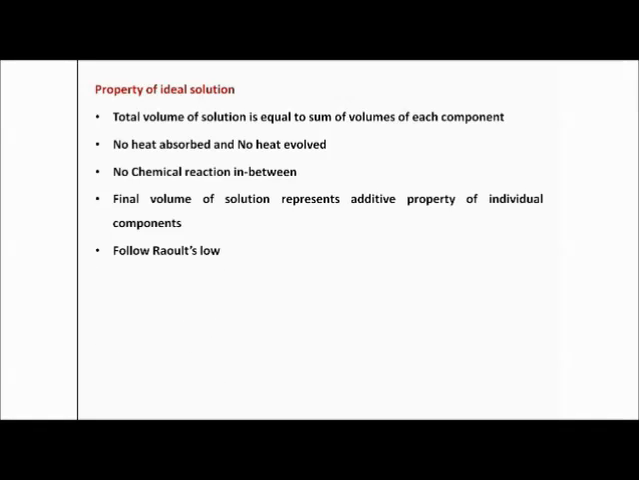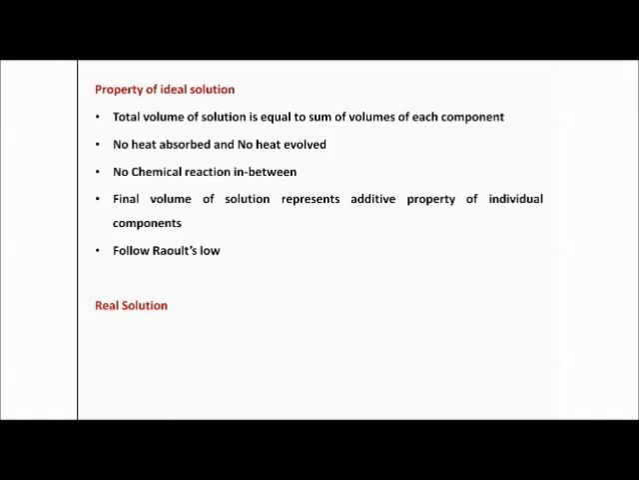Moreover, they follow Raoult's law. Sorry, I made a mistake. This is Raoult's law, L-A-W. I repeat, this is law, L-A-W. Don't mistake it. This is my typing mistake. This is Raoult's law.